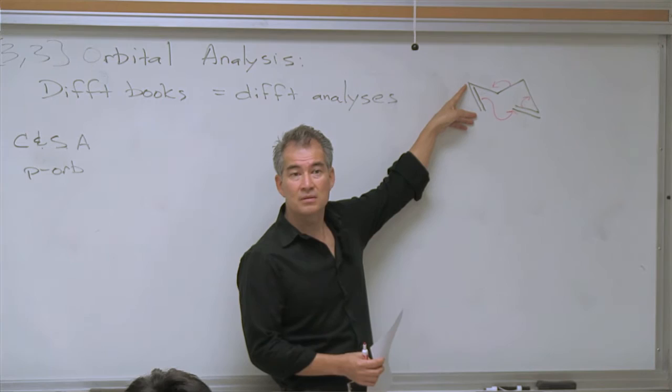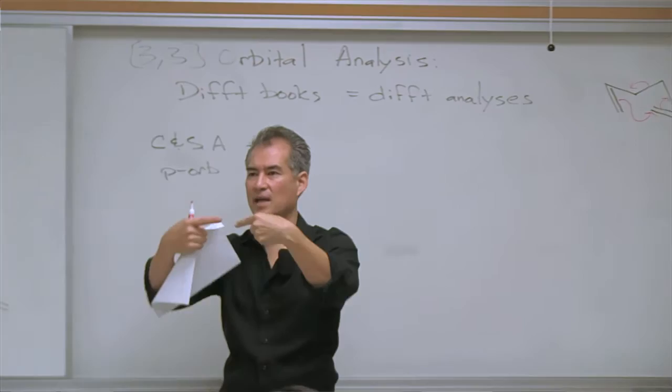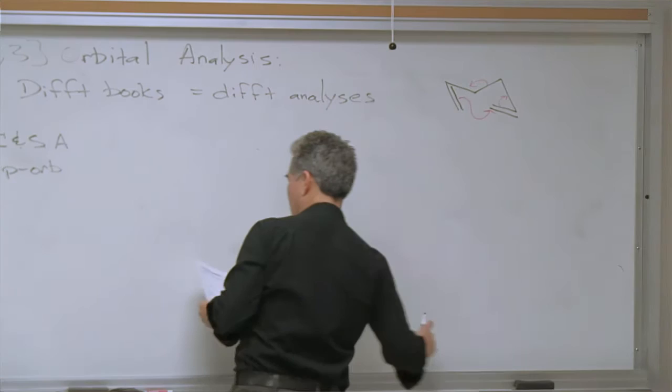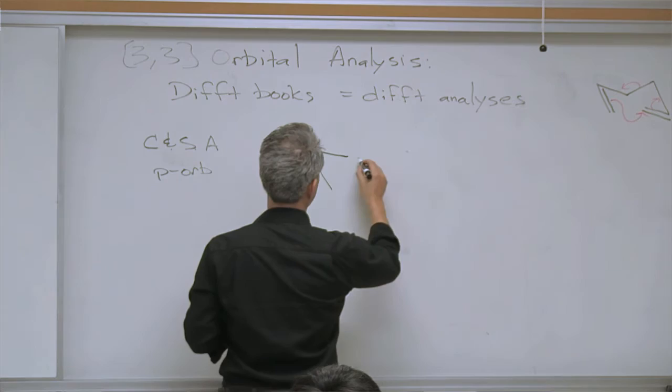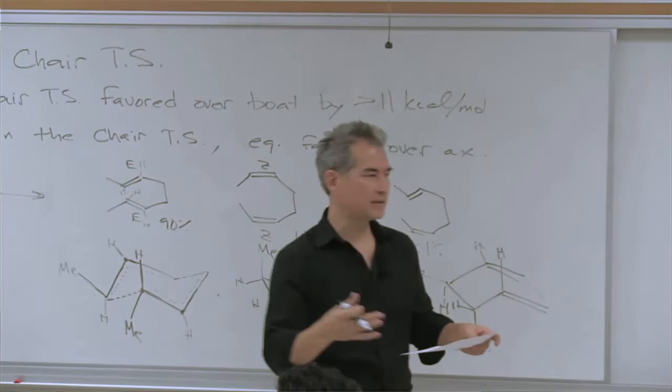You can imagine that this sigma bond is an interaction of two p-like orbitals that are poking end to end. And so let's break those bonds down to look like that. That's what Carey and Sundberg does, and other books. So let me go ahead and redraw that same transition state here. And I'm going to draw those p-like orbitals that are involved in the transition state.